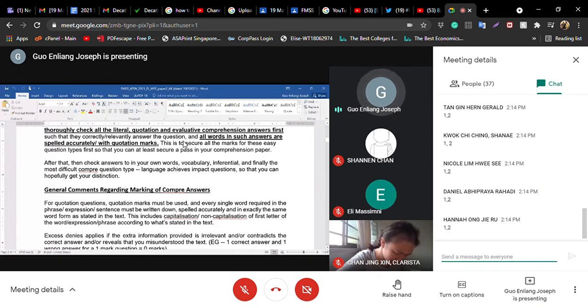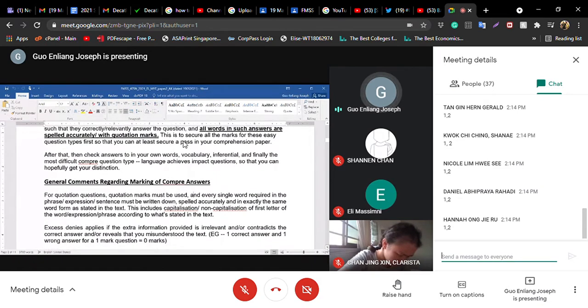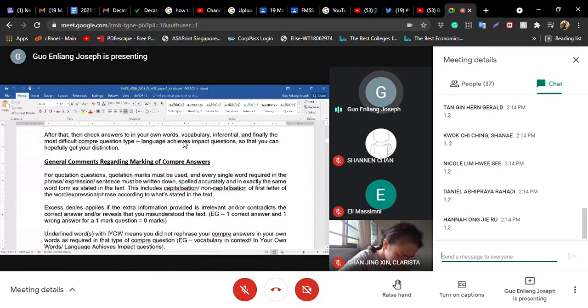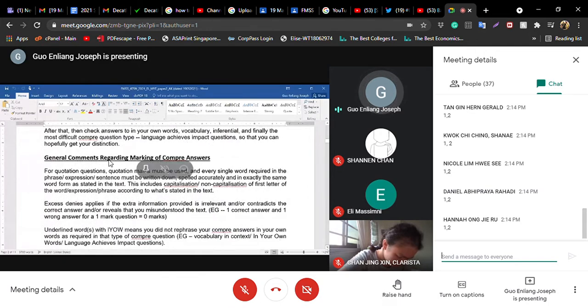So you secure the base first, check all the easy questions, make sure you get all the marks from the easy questions first, then you can consider checking the other difficult questions. So you might want to try that. All right. Okay. Then of course, let's move on to some of the general comments I have regarding the marking of the Compre answers. Okay.